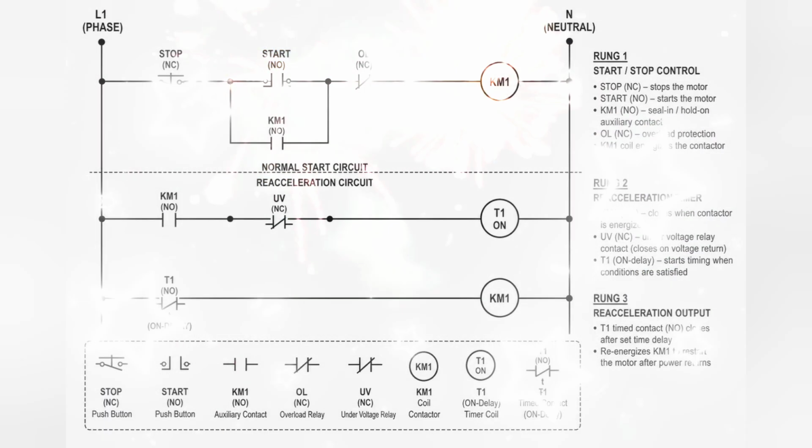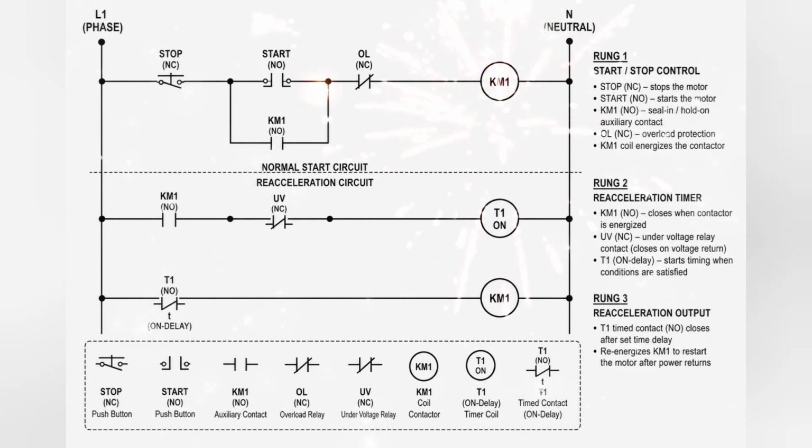The brain of the system is the control circuit. Rung 1 is your standard start-stop control with a seal-in contact. Rung 2 is the reacceleration logic. It monitors the undervoltage relay, labeled UV, and the main contactor status. When power returns after a dip, the UV relay contact closes, energizing the T1 on-delay timer. Once the preset time is reached, Rung 3 re-energizes the KM1 coil, restarting the motor automatically.